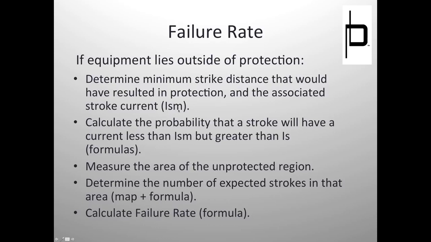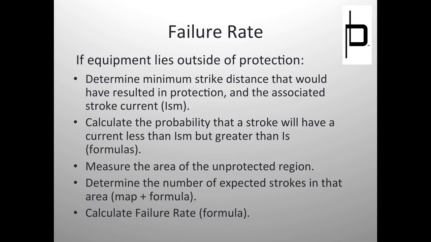In other words, if my stroke current in reality is ISM, then that equipment would be considered protected because the sphere would have been large enough, and it would have reached a shielding electrode instead. So we determine what the chances of that strike happening are, and then we calculate the probability that a stroke will fall in that window.